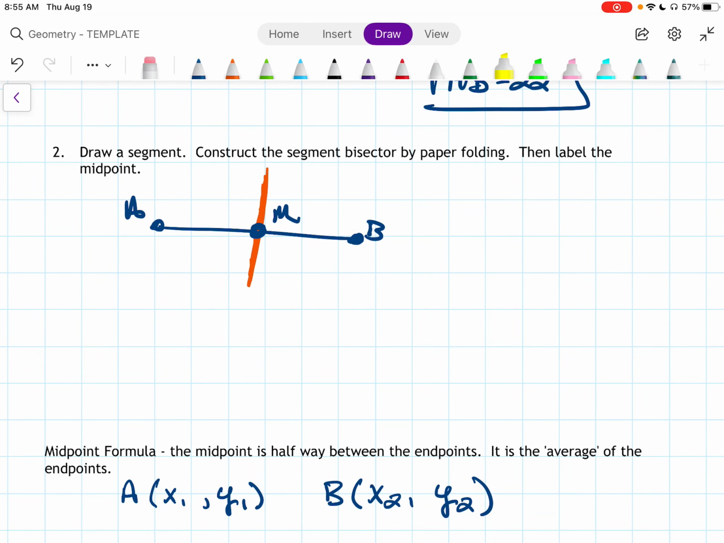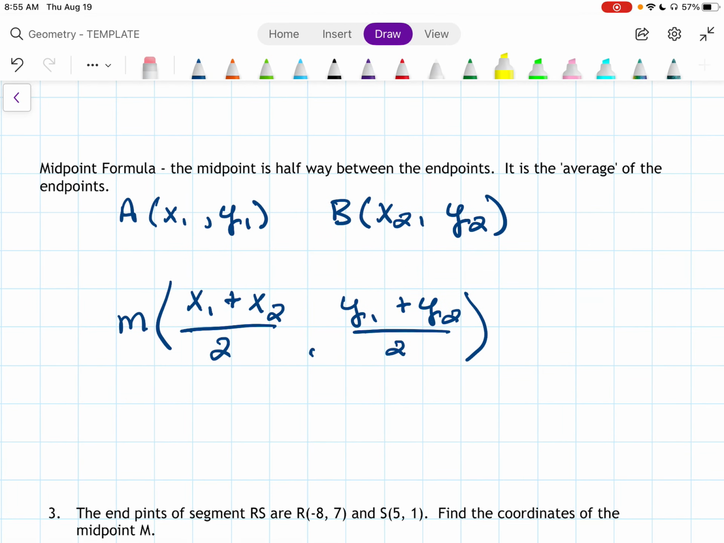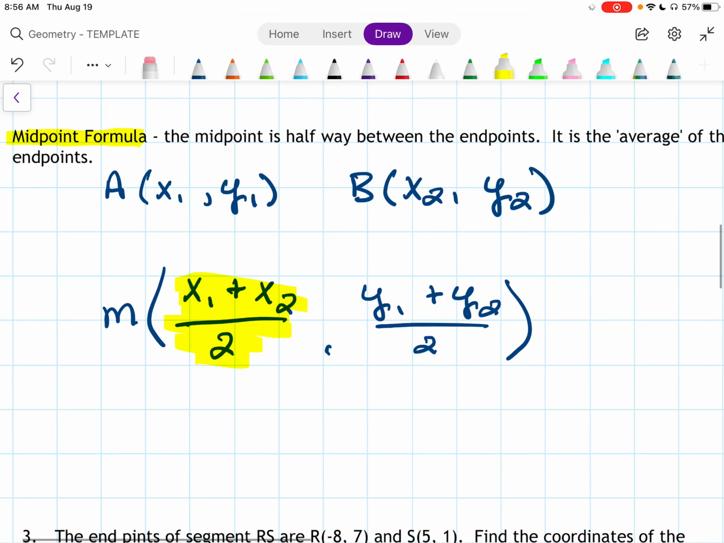All right, cool. Next up, the midpoint formula. The midpoint is halfway between the endpoints. That makes sense. It is the average of the endpoints. Halfway between something is kind of like averaging it. So what we say is we have A at x1, y1, and B at x2, y2. Then the midpoint is going to be at x1 plus x2 over 2. Now let's look at that for just a second. What that does is it takes the x's, it adds them up, and it divides them by 2. That's how you find the average of two numbers.